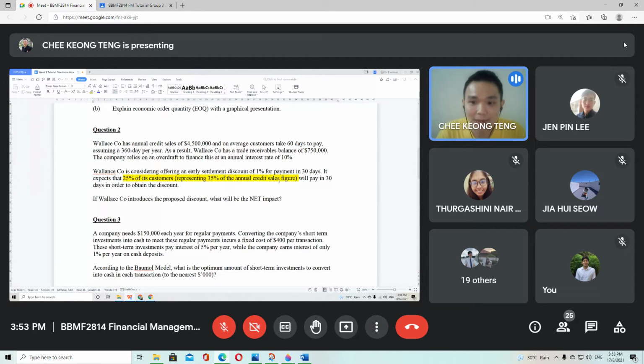So here saying that if you offer this discount, 35% from your credit sales figures will be entitled for this discount, which means that 25% of the customer will take the discount. But in terms of amount, it's 35%. We follow this 35%. All right, we will pay in 30 days.